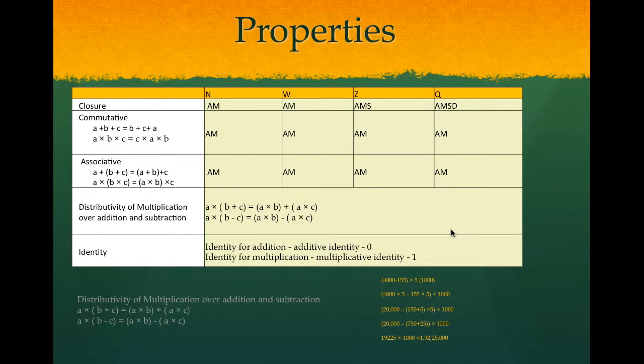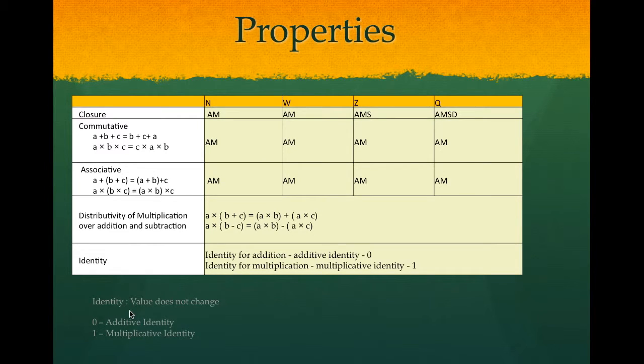Now the identity properties. Now we say that a number is an identity if the value does not change for that operation. So we say that 0 is the additive identity because if you add 0, the value does not change, right? And even if you subtract 0 from something, the value does not change. So we say that 0 is the additive identity and 1 is the multiplicative identity, because if you multiply 1 with something, the value does not change. So these are the properties that you'll have to keep in your mind and remember.